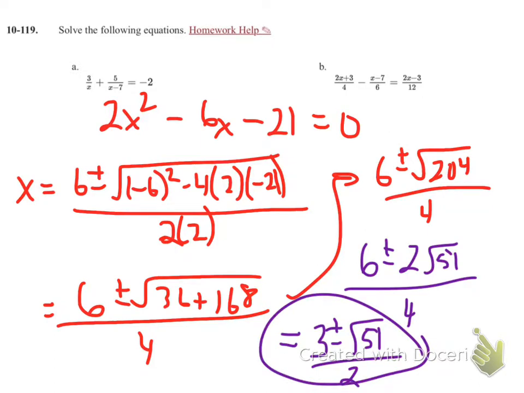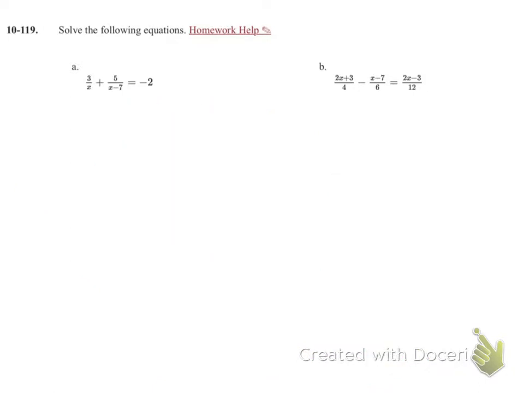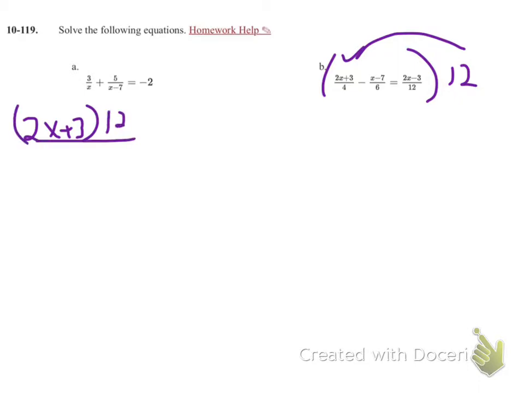Problem B. Also, I'm going to use fraction busters on this one, but we don't have any x's in the denominator, so it'll be a little bit easier. Common denominator is 12. So when I multiply 12 right here, I'm going to get 2x plus 3 times 12 over 4. That will simplify down to a 3. So I'll have 3 times 2x plus 3, and I'll distribute that in the next step.